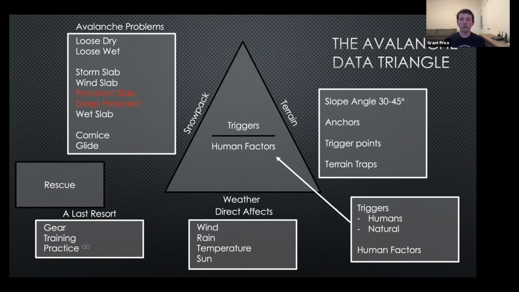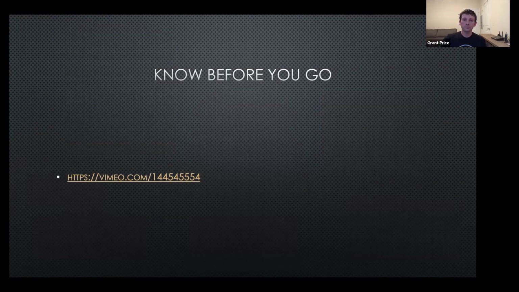If you think about the legs of the triangle and trying to remove one of those or more than one, that can significantly reduce your risk. So for example, if we have an unstable snowpack, we can stay out of avalanche terrain to manage the risk. So with that, we're gonna see some of that material now in the Know Before You Go video.